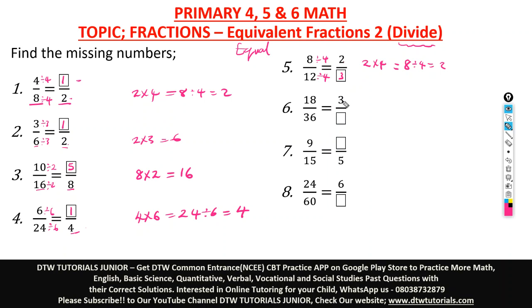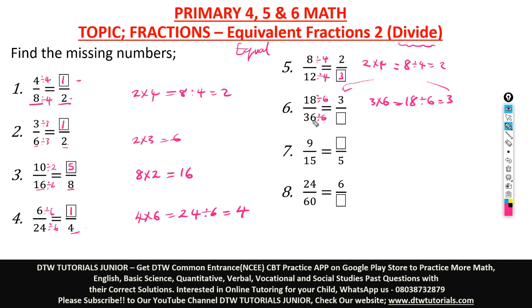Now, look at this. This is 18 and this is 3. You can see there's a reduction. So it means we're definitely going to also divide. But we have to find out 18 divided by what will give us 3. Let us go to our 3 times table. 3 times what will give us 18? Do you remember? It is 3 times 6 gives us what? 18. So it means that 18 divided by 6 will give us 3, which is this. So we divide by 6. So 18 divided by 6 is 3.